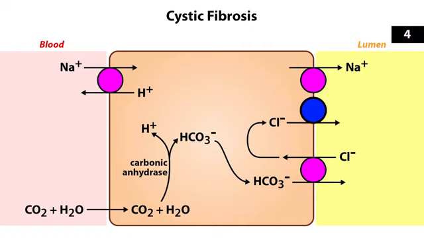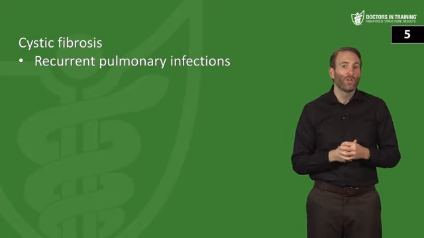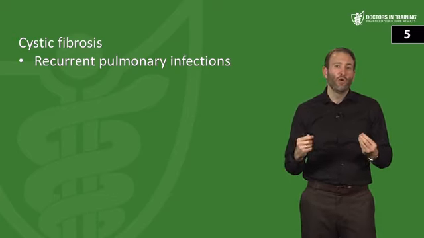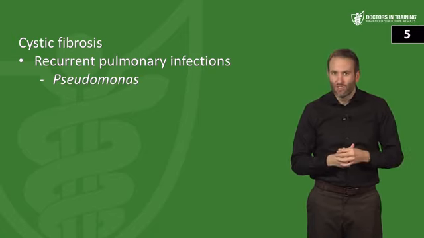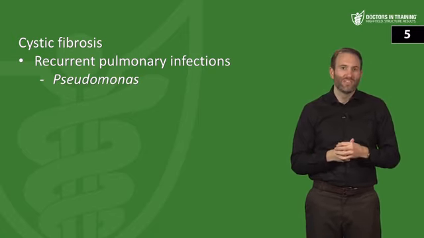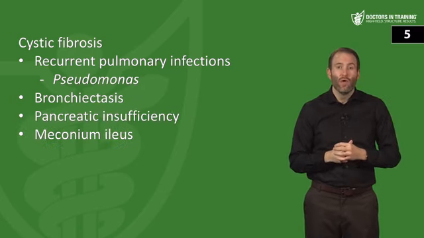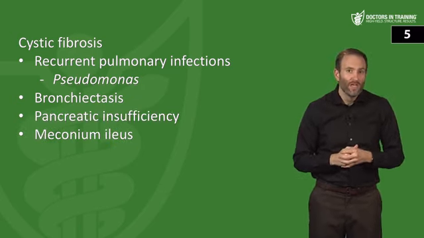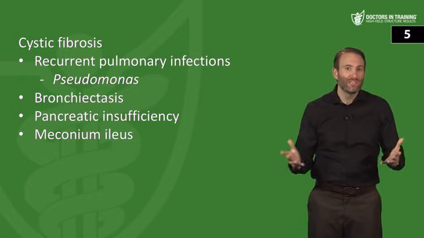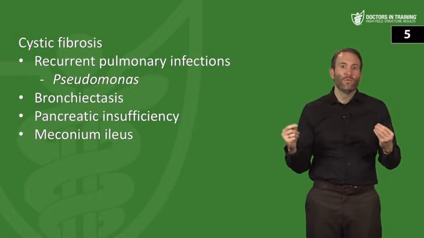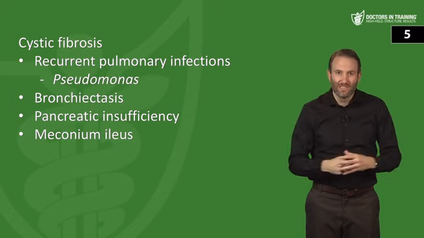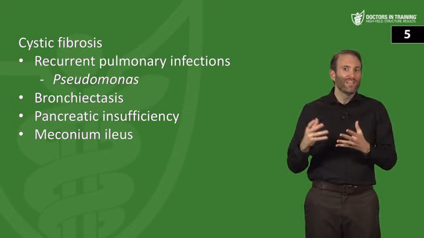Now, the CFTR channel actively secretes chloride into the lungs and the GI tract, and actively reabsorbs chloride from sweat. As a result, patients will get recurrent pulmonary infections. And also what you need to know, Pseudomonas is famously associated with cystic fibrosis. So you're also going to see bronchiectasis. You're also going to see pancreatic insufficiency and also meconium ileus in newborns. So this is one of the earliest signs of cystic fibrosis, and this is the most common lethal genetic disease of Caucasians. So going back to this, what is meconium ileus?